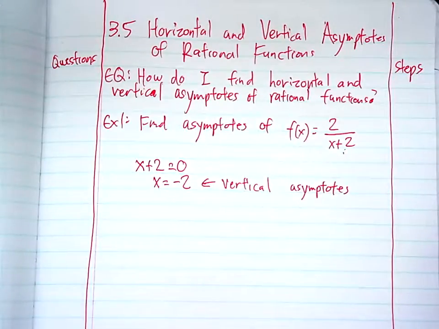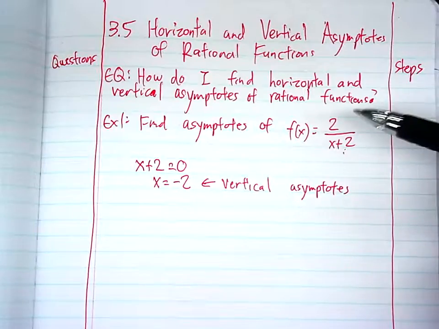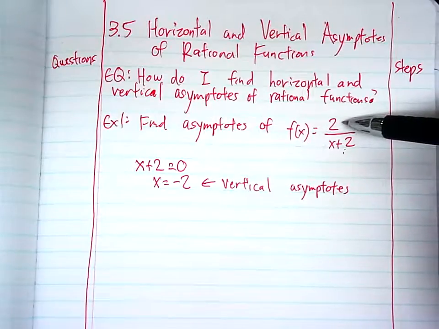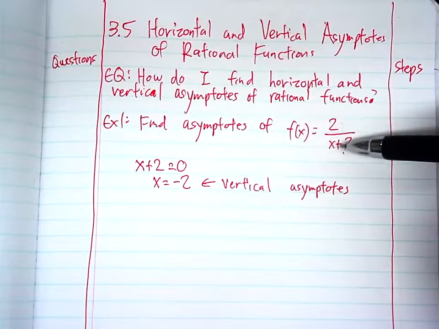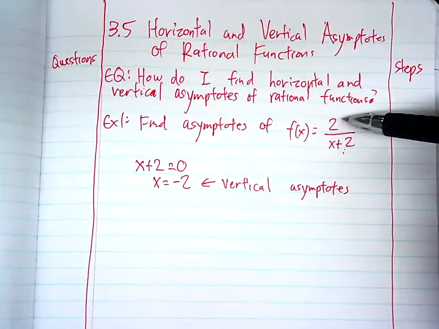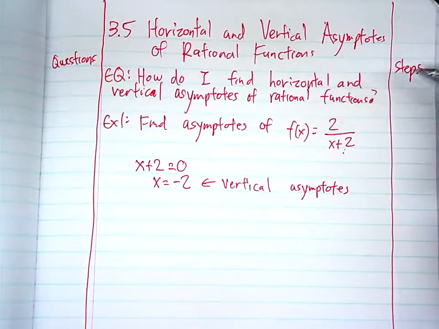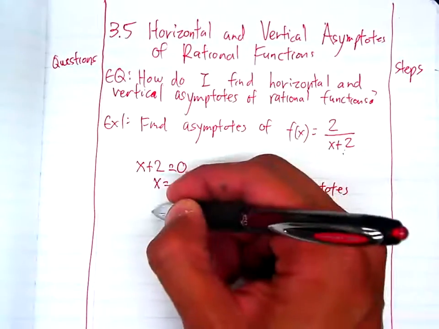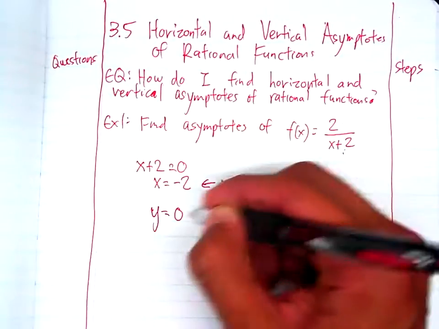For the horizontal asymptote, step 2 says something about degrees: n is greater than m, n is less than m, n is equal to m. N is the degree on the top of the fraction, and m is the degree on the bottom. The degree on the top is actually 0, and the degree on the bottom is 1. So I know n is less than m. If n is less than m, then the line y equals 0 is the horizontal asymptote. So I have a horizontal asymptote at y equals 0.